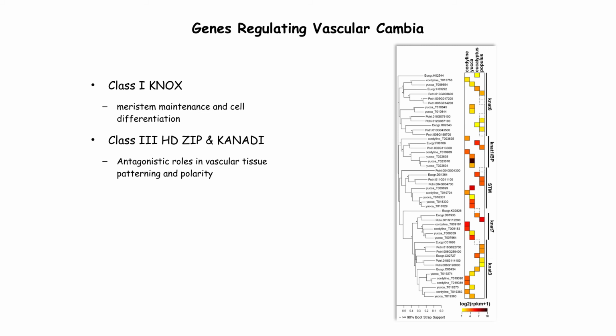So what I'm going to show you now are just two examples of gene families that we examined. The first is the class 1 KNOX. So this gene family encodes transcription factors that have been shown to be very important for both the function of primary meristems as well as for vascular cambia.